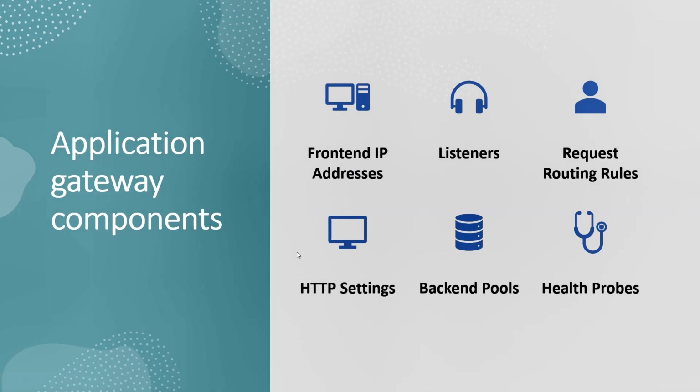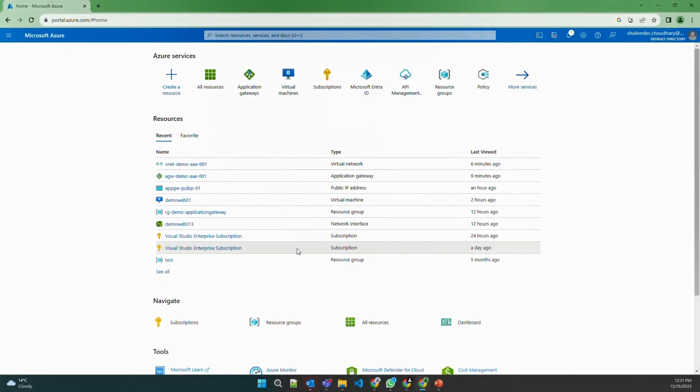Now I'll talk about the components and the workflow of the application gateway. Here are some of the components: front-end IP address, listeners, routing rules, HTTP settings, backend pool, and health probes. I'll show these components in the Azure portal so that it will be easy to understand. This is not a hands-on video, so I have already deployed the application gateway. I'll create a separate video for a step-by-step demonstration of application gateway deployment.